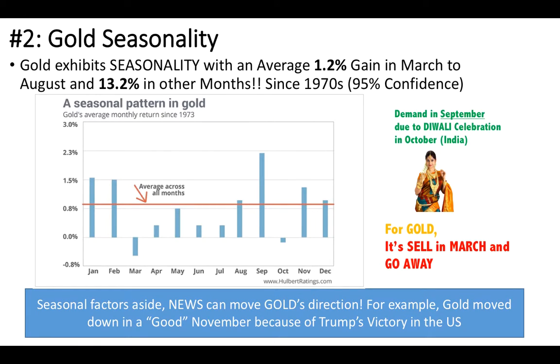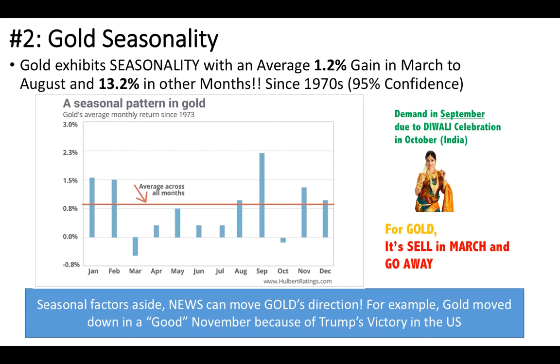Number two, gold seasonality. Gold has a definite seasonality pattern. It has an average 1.2% gain in March to August and 13.2% in other months. This has been the case since the 1970s, and this data was studied with a 95% statistical confidence level, which means it probably happens.